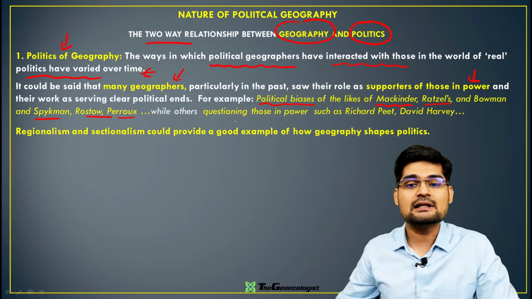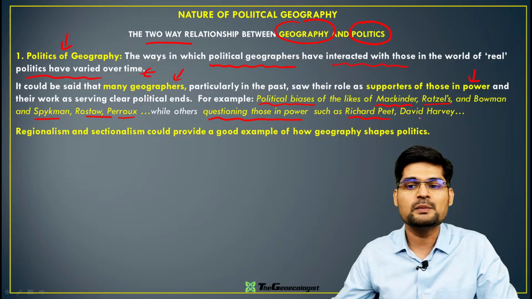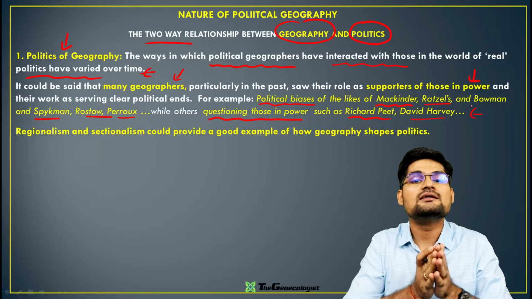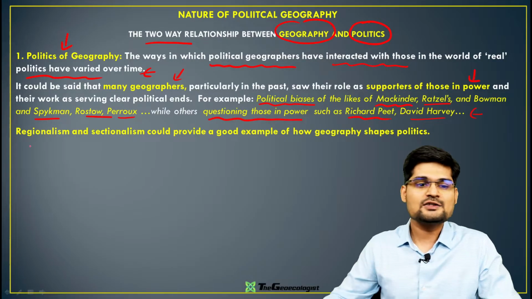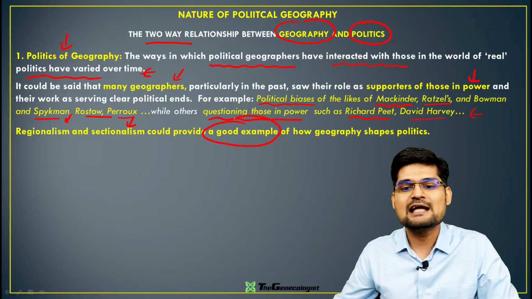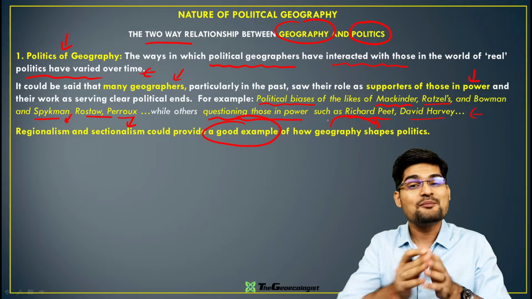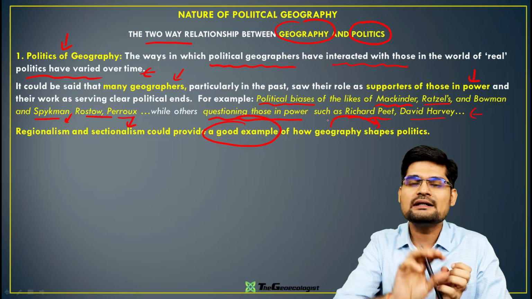That's where contesting or questioning those in power comes into the picture, where you'll find Richard Peet, David Harvey, and several other scholars who talk about questioning the modes of development. Right? So regionalism and sectionalism could provide a good example of how geography shapes politics. This is the first kind of relationship, the politics of geography.